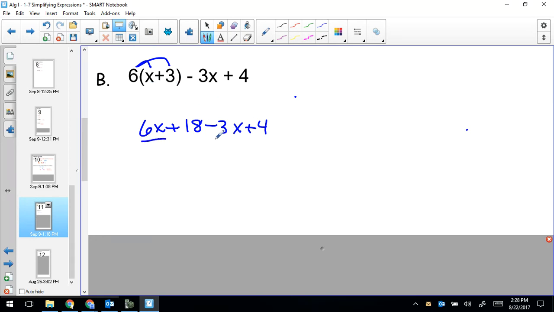Now I can combine like terms. Look, 6x and a negative 3x. Those are like terms. They come together to make 3x. 6 minus 3 is 3x. 18 and 4 are my constants. They come together to make 22. 3x plus 22 is my answer.